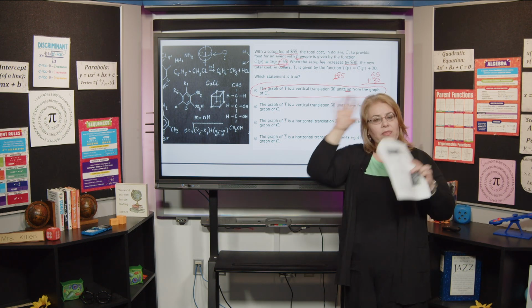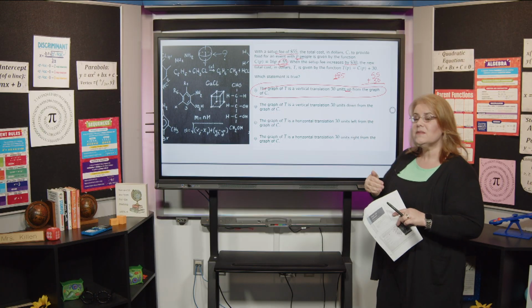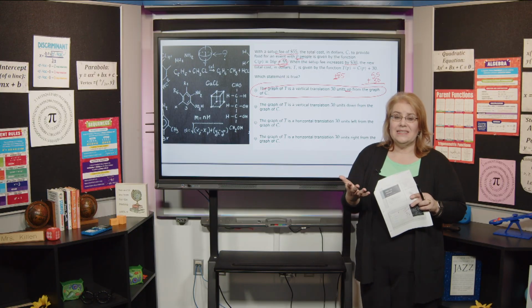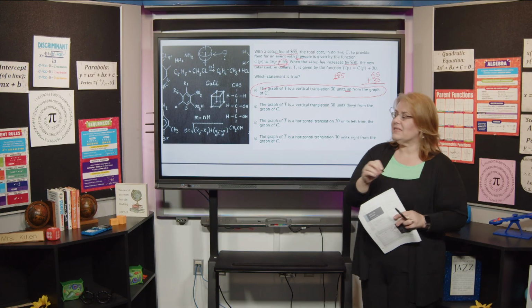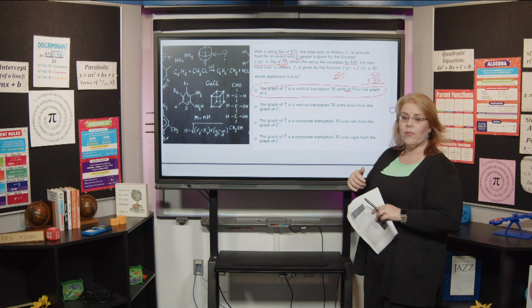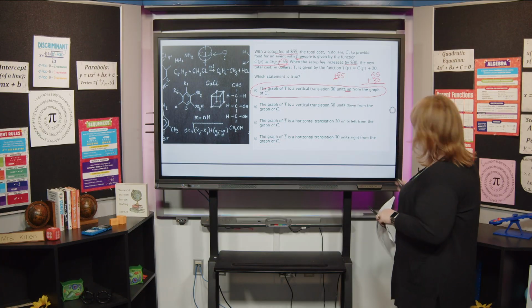Notice how we went through the passage and then we went through each possible statement. You've got to make sure that you're understanding what it's asking and what possible answers it can have before you go back and say, okay, I have this, it can't be a translation left or right, it has to be up or down. So we want to make sure that we're really digging into these passages.